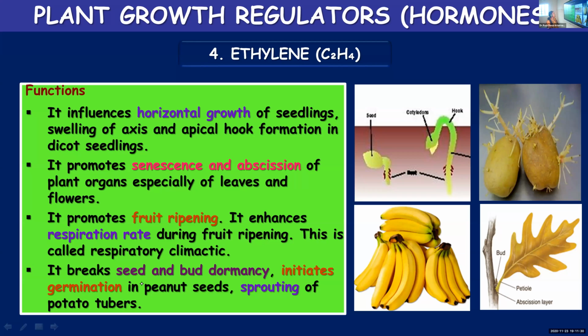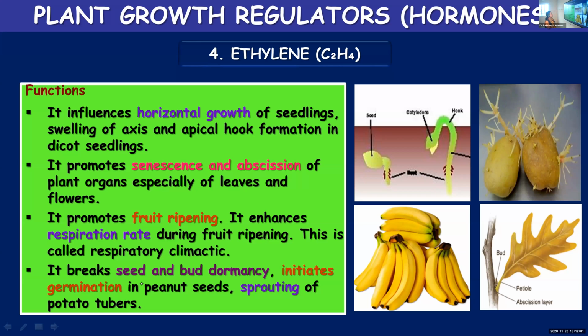It breaks seed and bud dormancy. Dormancy means a stage of inactivity where the activities will be slowed down. They will enter into a dormant stage. So it helps in breaking the dormant stage and promotes germination in peanut seeds and sprouting of potato tubers. All these are carried out with the help of this particular hormone, ethylene.